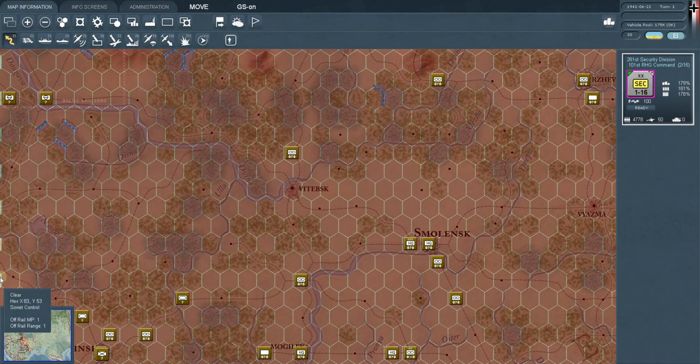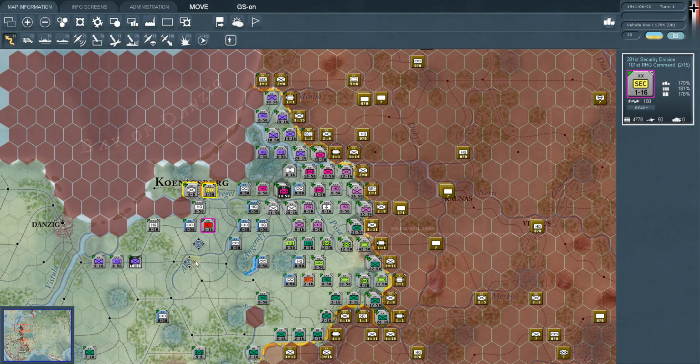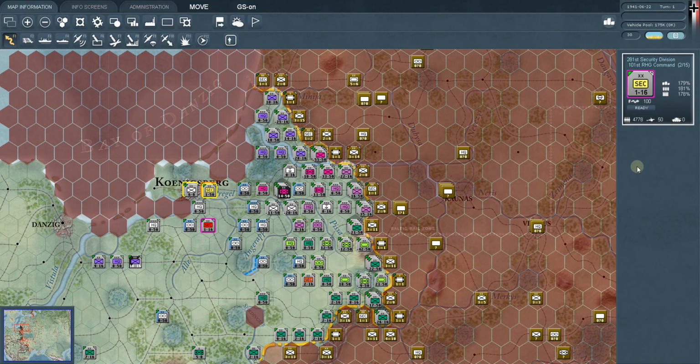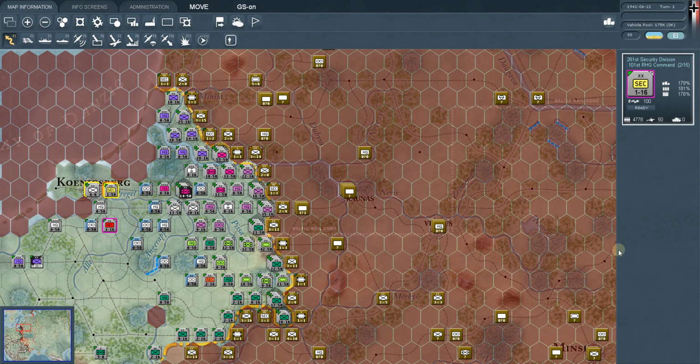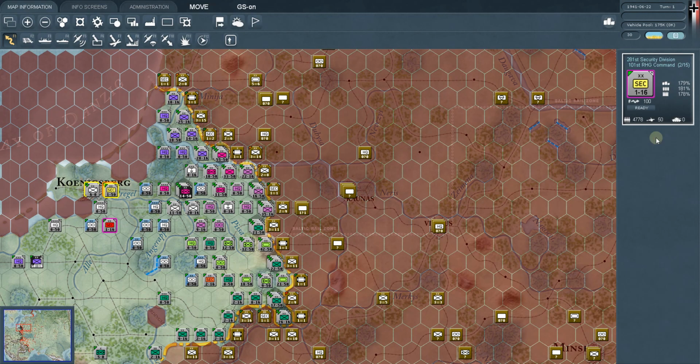Okay, let's go back to our security unit. The special thing about security units is they get double the amount of men for counting purposes. So you remember how I said Minsk needs 8,000 because it's light urban? This unit has 4,778. You double that because it's a security unit, under the theory that these units are specially trained to be garrison units.